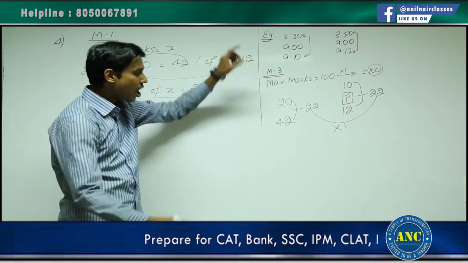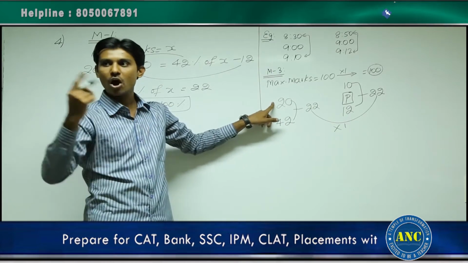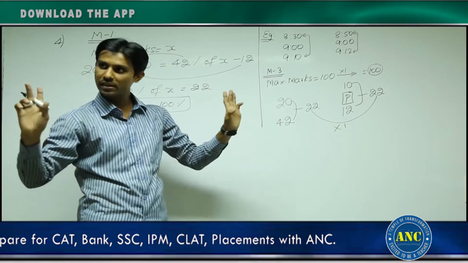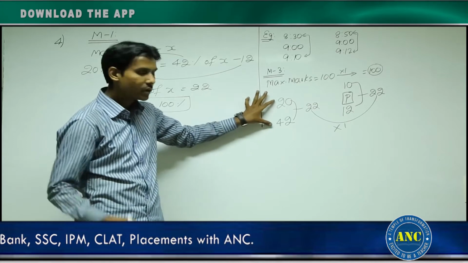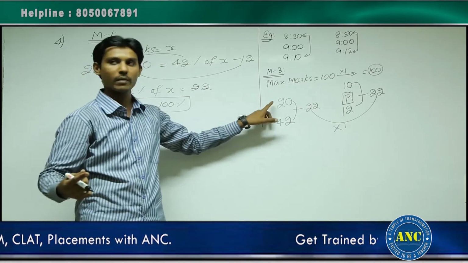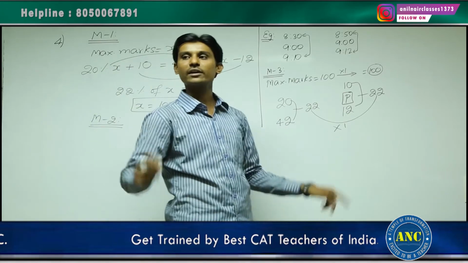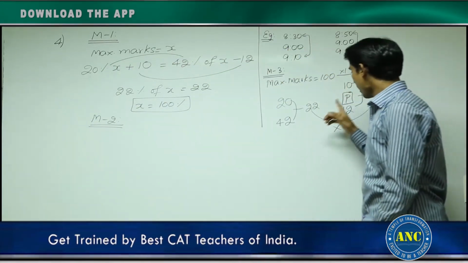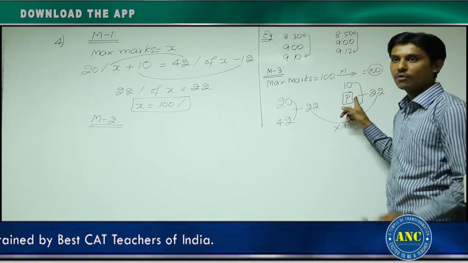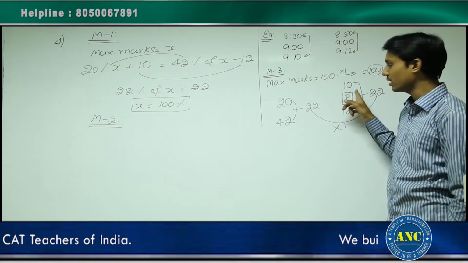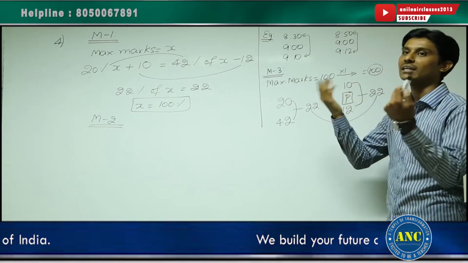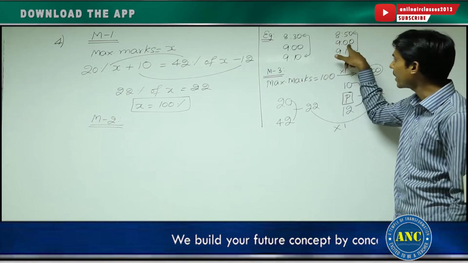What am I doing? According to me, I am scoring 20. According to me, you are scoring 42. Till this point clear? The difference between both of our marks is 22 marks. This is according to me. Let us find what is the difference according to the question. Assume that this is the passing mark. The first person is failing by 10 marks. That means 10 minutes early.